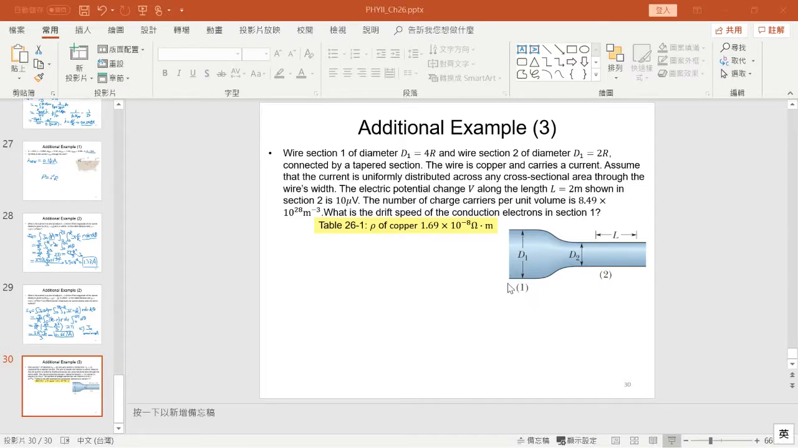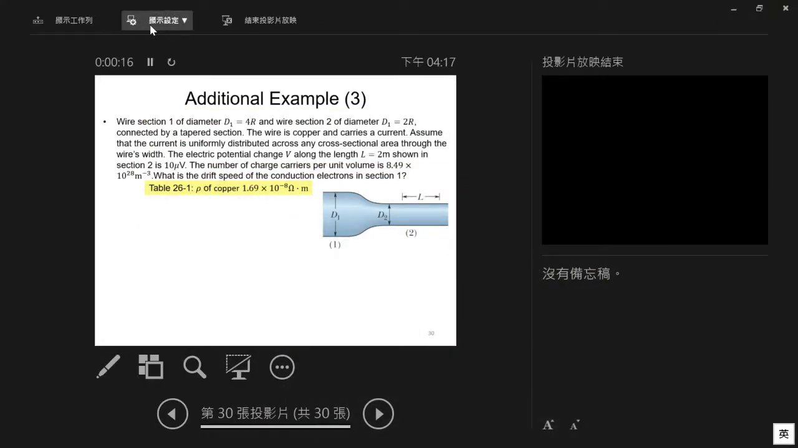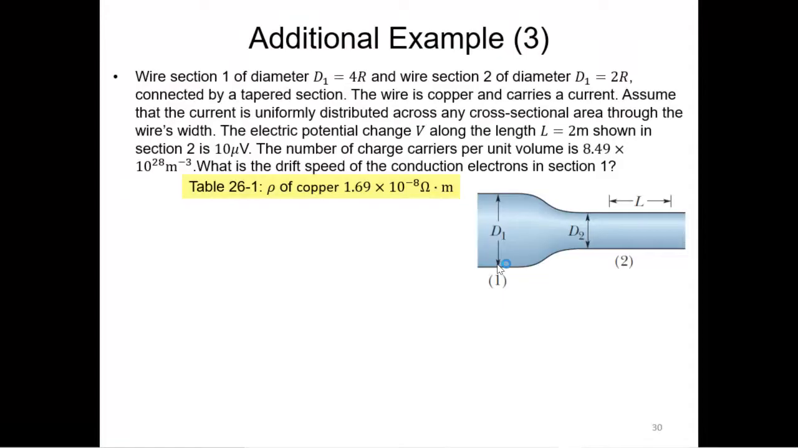So this is the last example for this chapter. I still need that one because I need to write manually.